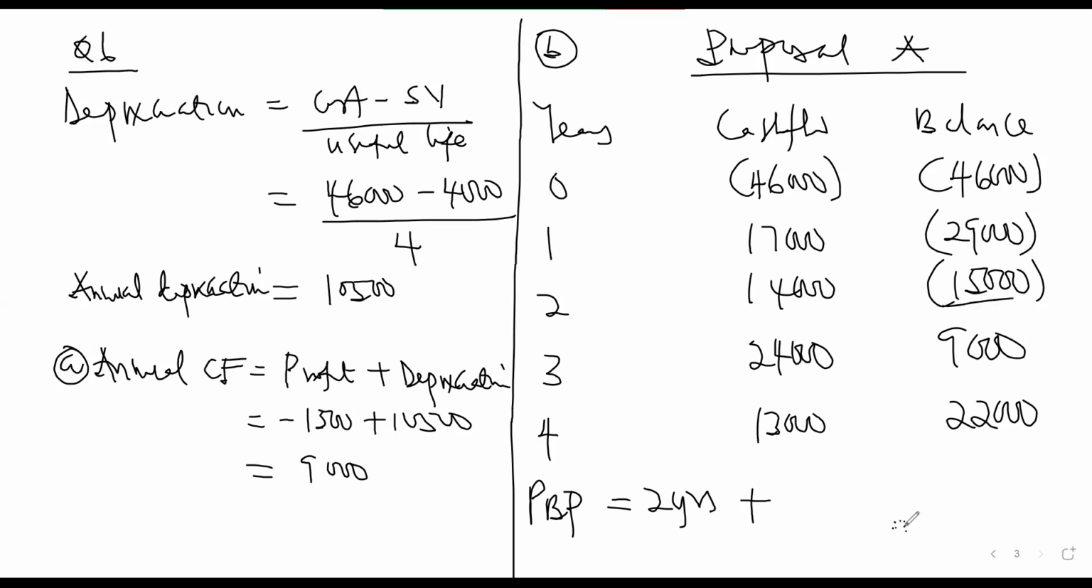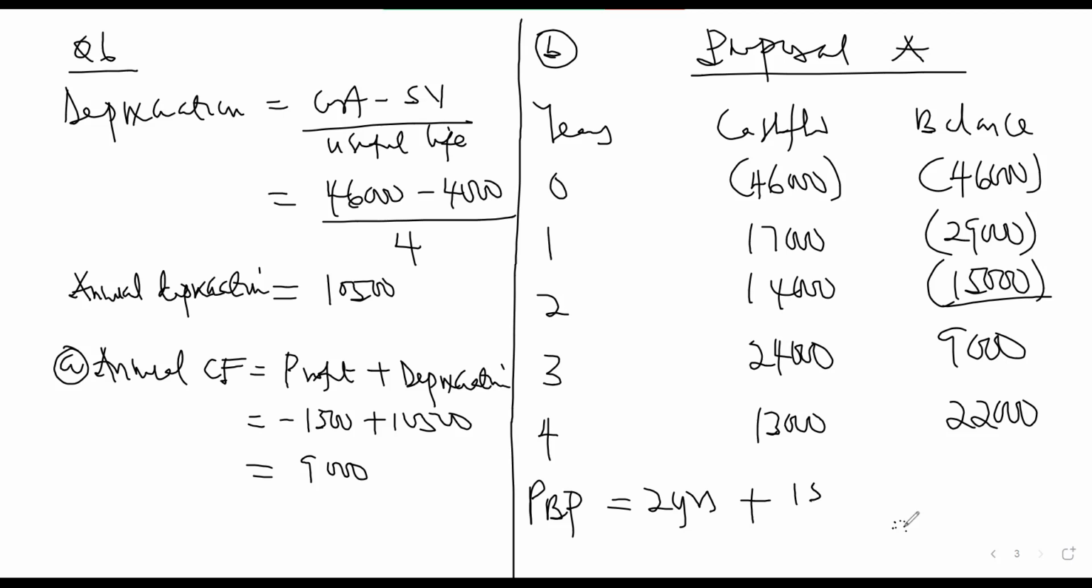Okay, how much do we need in year 3 for the project to pay back? How much do we need in year 3 so that the project will pay back at the end of year 3? 15,000. We need 15,000, isn't it? Yeah. So we now have 15,000.